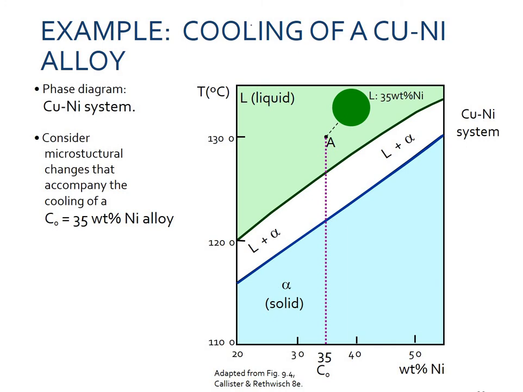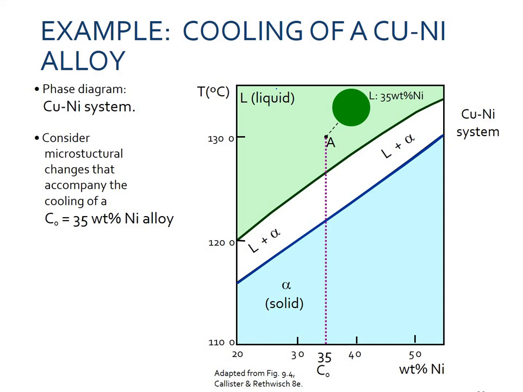Then we have an example of a copper nickel alloy. This is the phase diagram of the copper nickel alloy. Again, it's the shortened version. You cannot see all the percentages of nickel, only from 20% to around 55 or 60%.